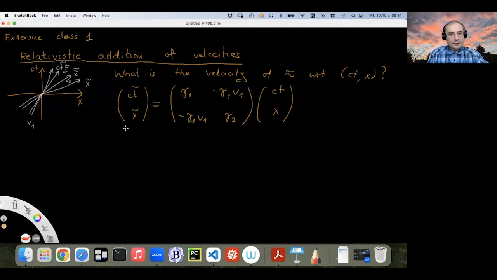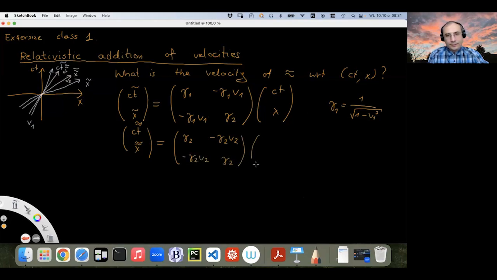We can also write the same equation for the white frame with respect to the blue frame. Gamma 1 is, as usual, the Lorentz factor, 1 over the square root of 1 minus v1 squared. Gamma 2, minus gamma 2 v2, minus gamma 2 v2, gamma 2. And we write ct tilde, x tilde here.